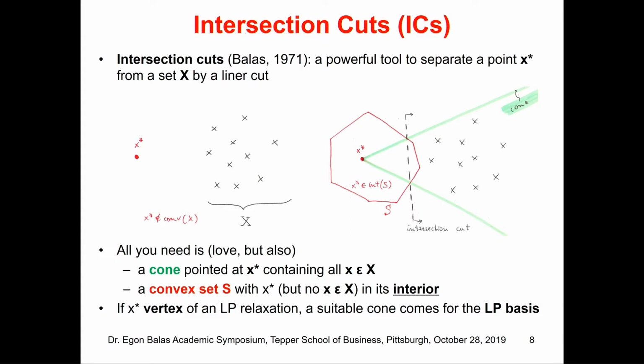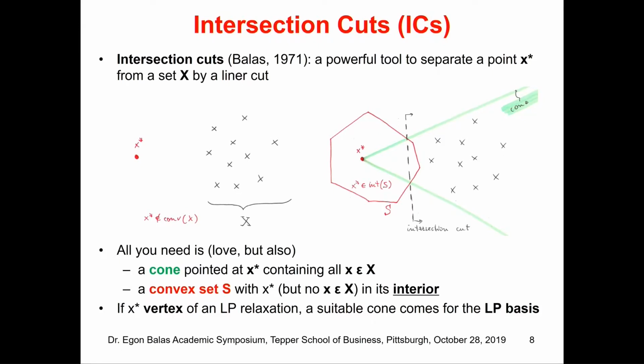Of course, you have to decide these two actors in this setting. One is the cone, and the other is the set. So the cone you typically take from the linear programming relaxation, because essentially in a branch and cut, you get for free the optimal solution, so the optimal basis associated to this X star. And this optimal basis produces implicitly a corner polyhedron that acts as the cone that you need.